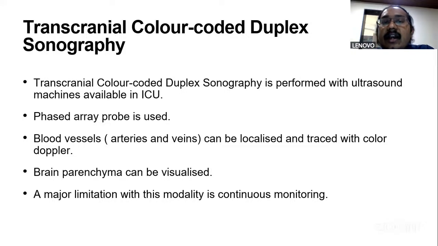Whereas in transcranial color-coded duplex sonography, we have a color Doppler. So we have a B mode, so we can actually visualize the parenchyma. We can put a color Doppler, then we get vessels. Then we can identify those vessels based on their relationship with the nearby structures. So that makes our identification easier and more accurate.